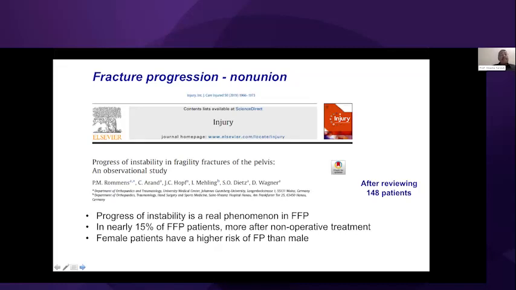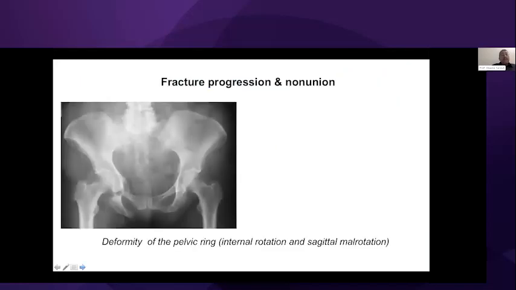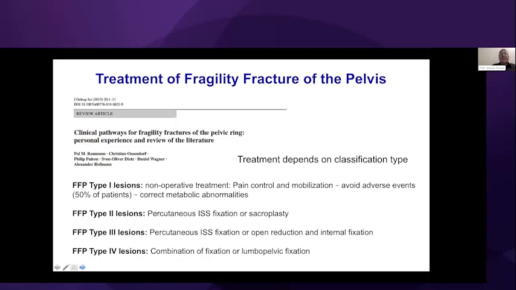What is fracture progression? The fragile bone may fail to heal due to metabolic and/or mechanical factors, like the case we presented at the beginning of our lecture. In this, we will have persistent pelvic pain, progressive deterioration of ambulation, progression of fracture, and deformity of the pelvic ring. This deformity is usually internal rotation and sagittal malrotation of the pelvis. This is fracture progression that will proceed to non-union.